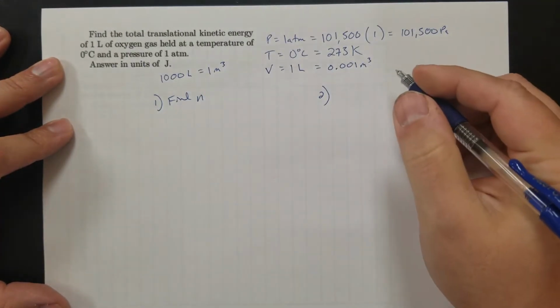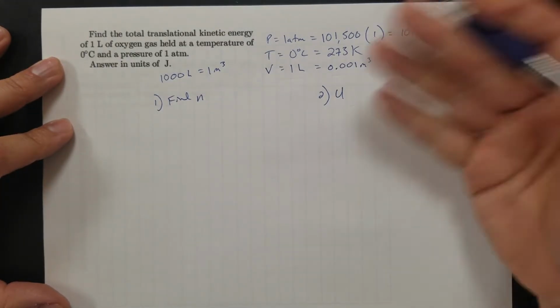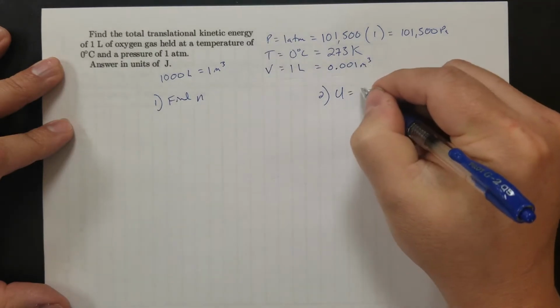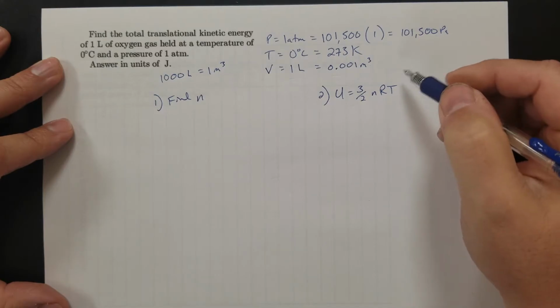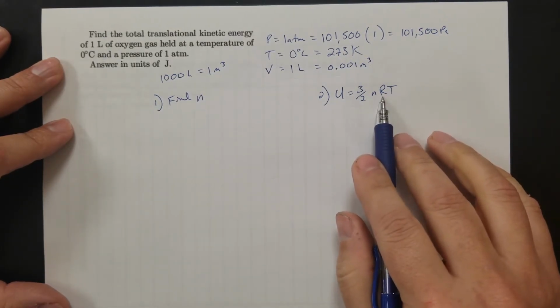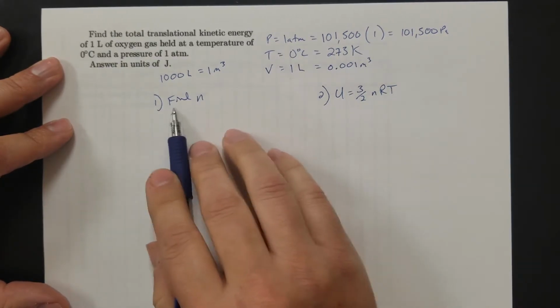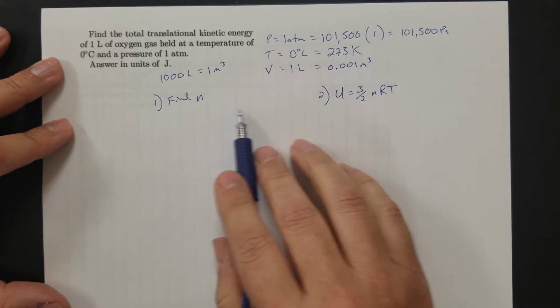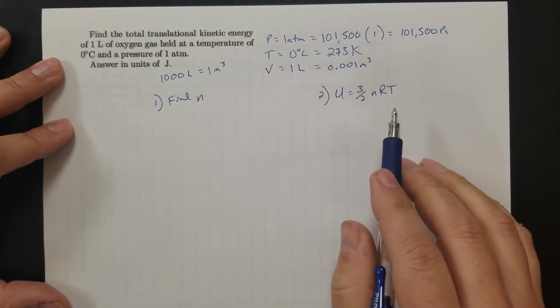And translational kinetic energy, internal energy, I'm trying to find the energy of the molecules. It's going to be 1.5 nRT. So I'm using 1.5 nRT, but to solve this equation, R is the gas constant, T is the temperature. I need n. So first I'm going to have to use PV equals nRT to solve for n, and then I can solve for the energy.